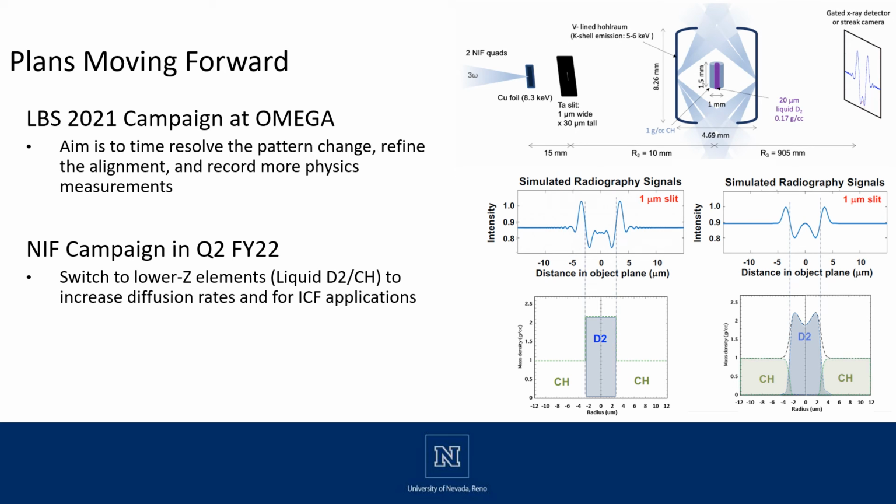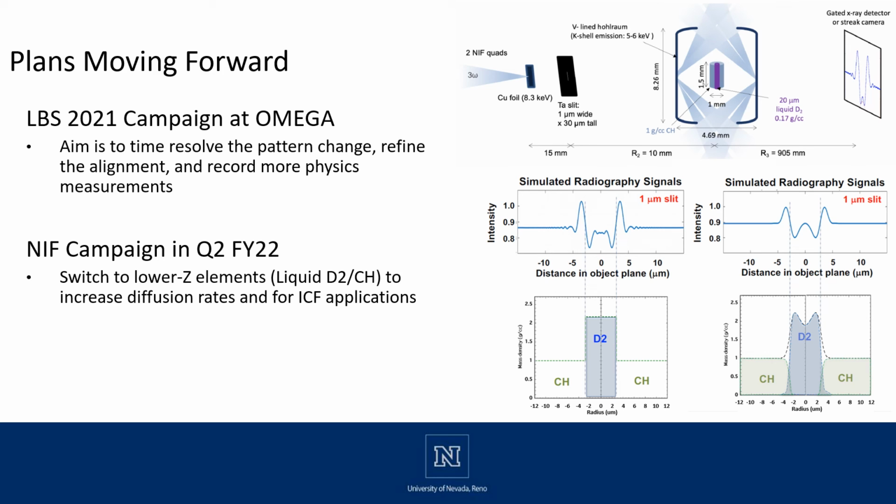Speaking of moving forward, we have 2 campaigns upcoming to further work on this idea. The first is an LBS campaign at Omega in late February 2021. For this, we will be working with the aluminum inside the plastic again. This is to better resolve that pattern change, work out kinks in the alignment, and better understand everything before we move on to a campaign at NIF about a year later, wherein we'll be switching to lower Z elements.